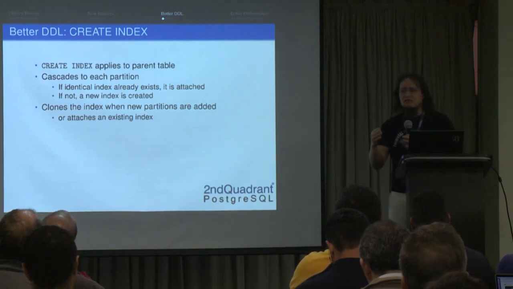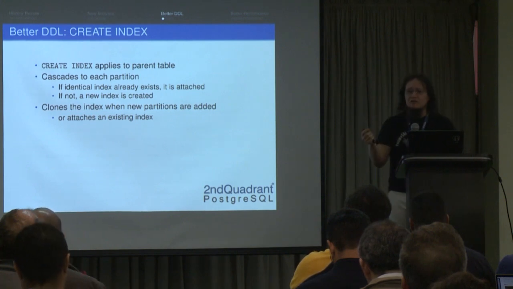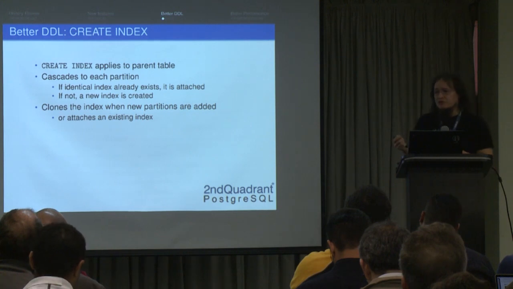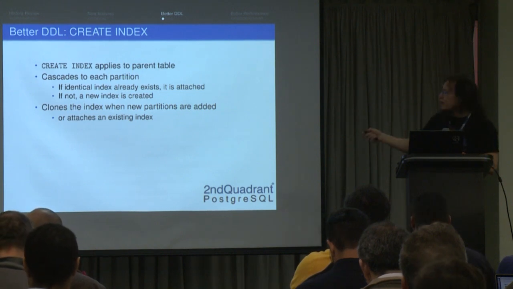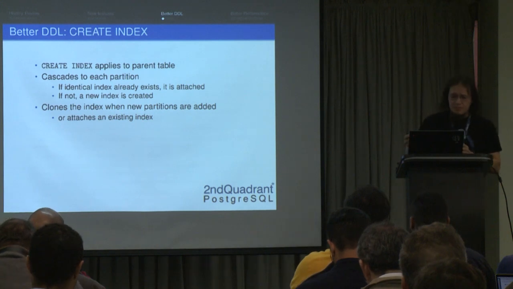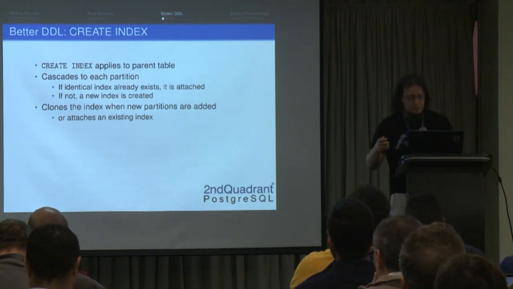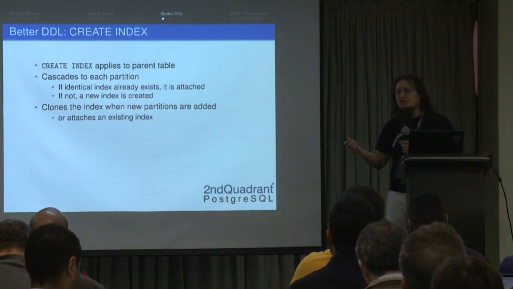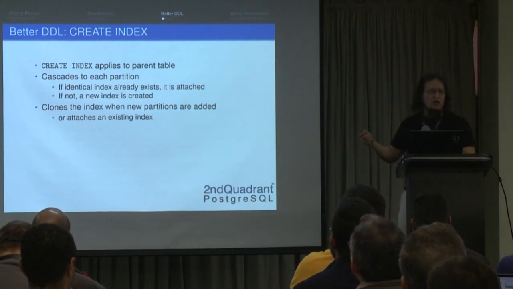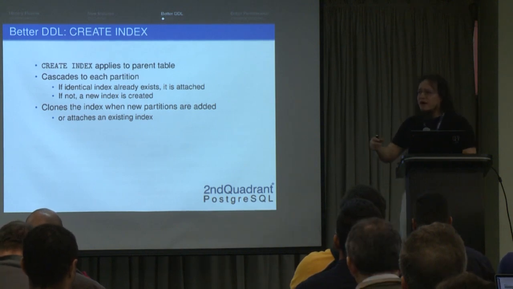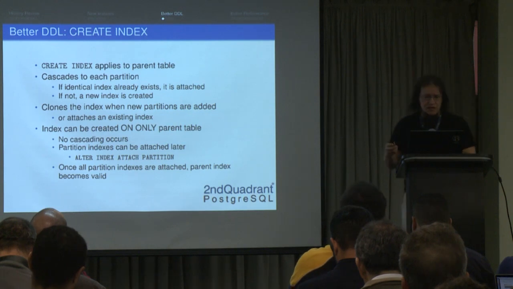So you don't need to have the table locked for a long time in order for the create index to complete, if you have created the index on all the partitions beforehand, which is convenient because you normally don't want to lock the tables for a long time. So if you had created the index on the partitions previously, then creating it on the parent table is going to be very quick. And also, whenever you create a new partition or you attach an existing table as a partition, then the index is going to appear there too. Either by creating an identical index, or if an identical index already exists, by taking that one and attaching it to the main index. So this is really cool.